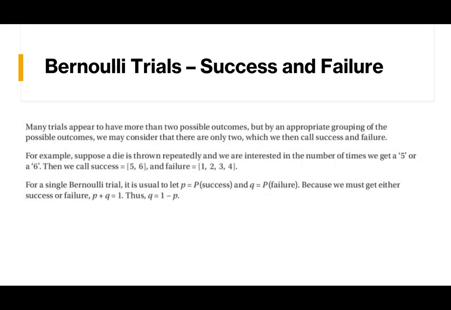For a single Bernoulli trial, it is usual to let p be the success and q be the failure. This becomes quite important in a little while, because we will end up talking about a formula that takes into account p's and q's. Because we must get either a success or a failure, p plus q has to be equal to 1, because I have nothing else. A Bernoulli trial is based on the fact that you have a success or a failure, one or the other. Therefore the failure is 1 minus the success.